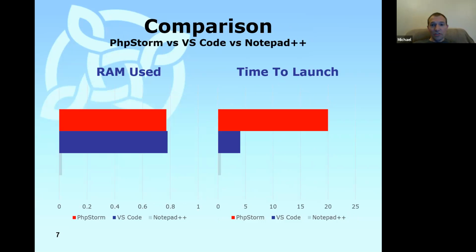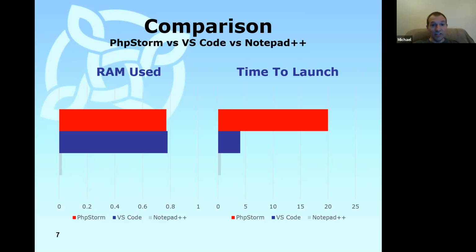So, as I mentioned earlier, the differences that I noticed between PhpStorm and VS Code. I've used VS Code for a couple of years. One of the very much noticeable differences is that PhpStorm takes a lot longer to launch.